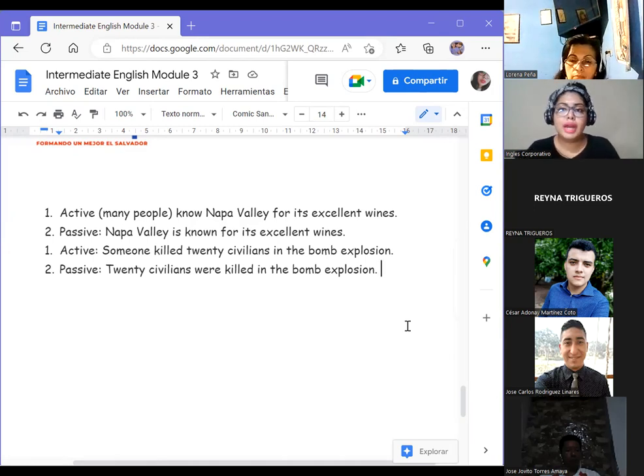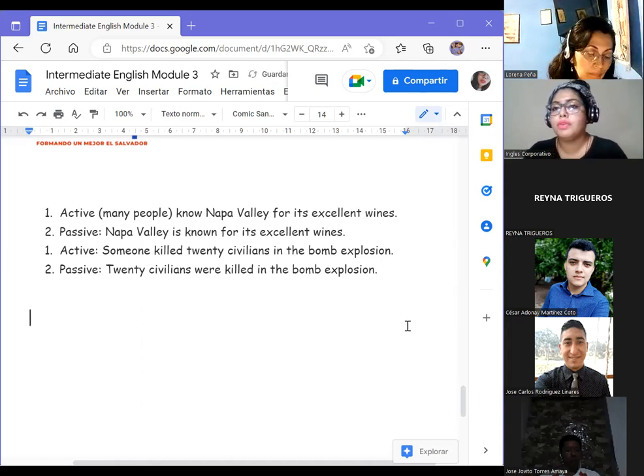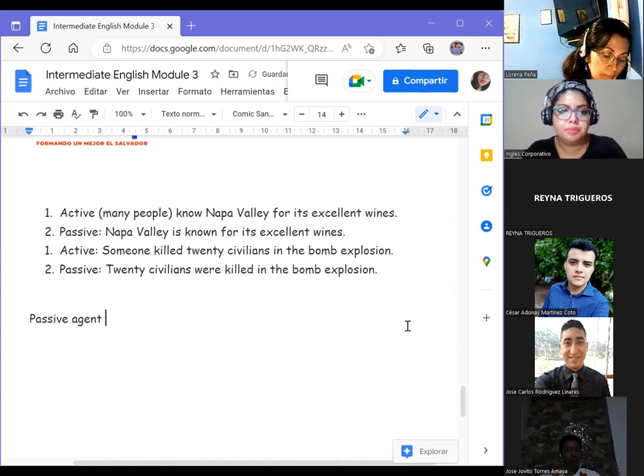Then it says that we have the passive agent, that when we know who the subject is, we put it at the end with by. That is the thing that we were learning yesterday with the by phrases, and we call it an agent. So when we have new information that we are adding at the end of the sentence, we can call it passive agent. And we are going to have some examples. So we are going to write here passive agent.